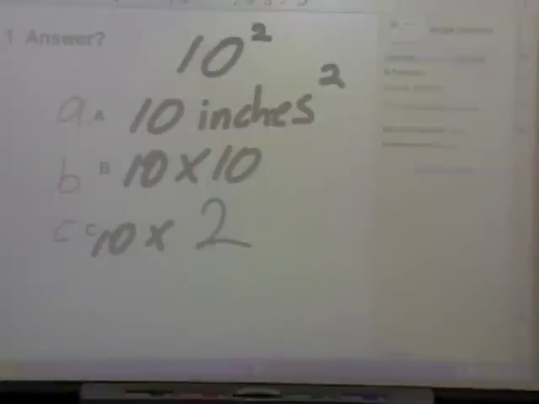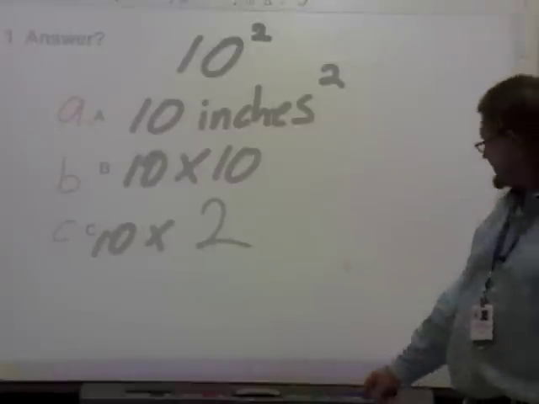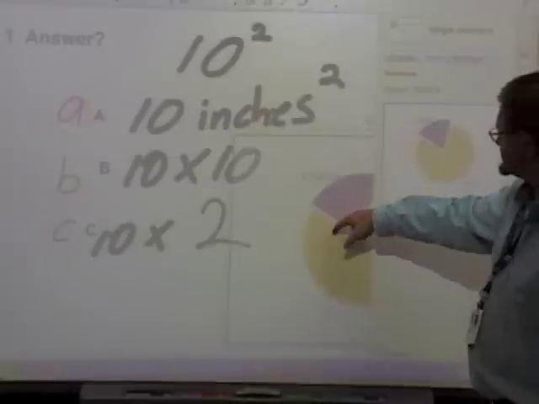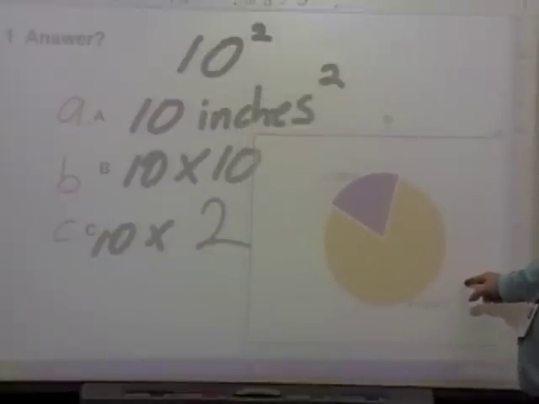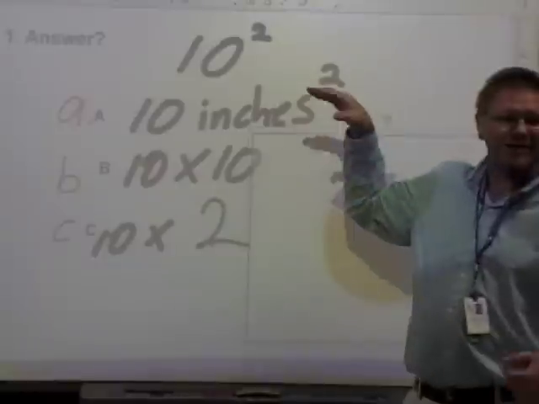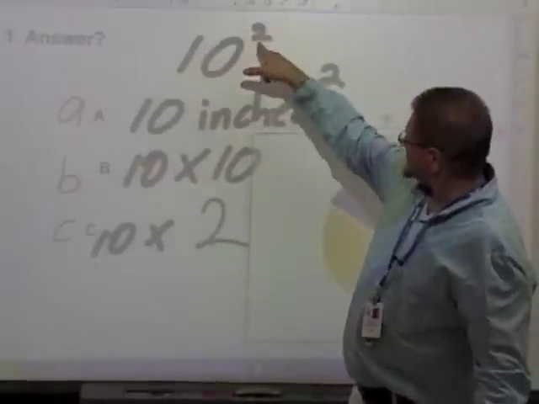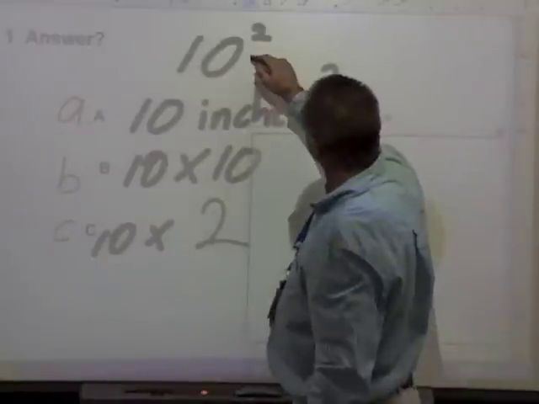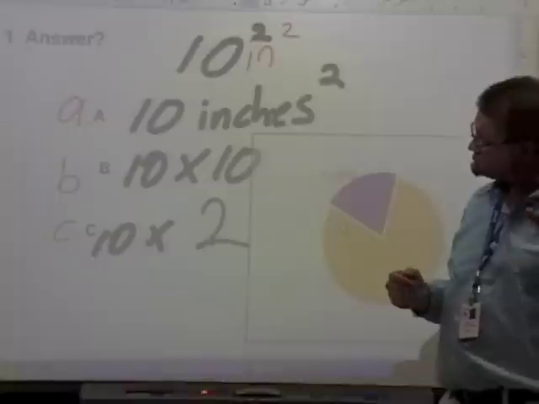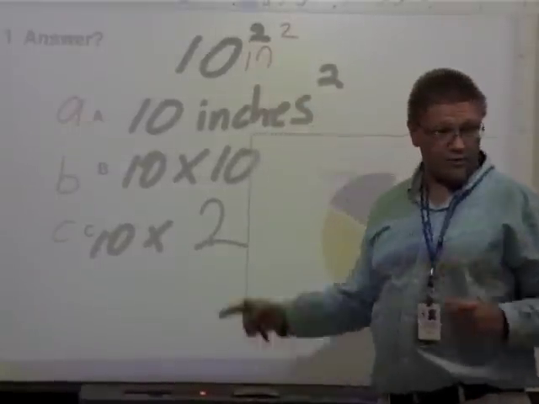Okay. 5, 4, 3, 2, 1. Most of you said B. Said C. Okay. Remember we talked about this? So 10 inches squared, it could be, but just the 10 with the 2 up there, if it doesn't have the inches, and then the 2 up there, that's not what it means. But it does, you will see that little 2 up there when you're talking about this.